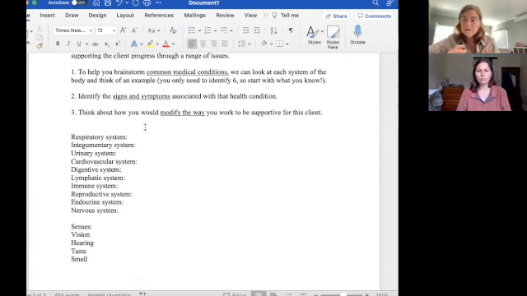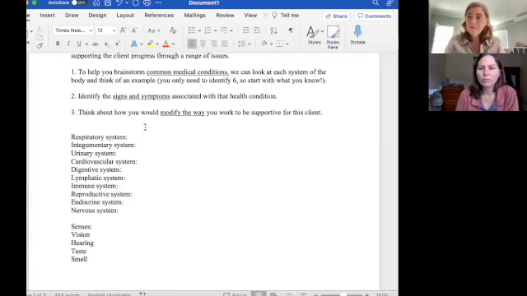What I suggested that we would do this morning is that we would brainstorm some common medical conditions that we can look at for each system of the body. Think of an example that matches those systems of what we might see in the clinic. And then we can look at the signs and symptoms of how a couple of those might present. We can look at the ways that we might modify the way we work with that client. So if we were talking about the respiratory system, do you know anyone who has respiratory system issues?